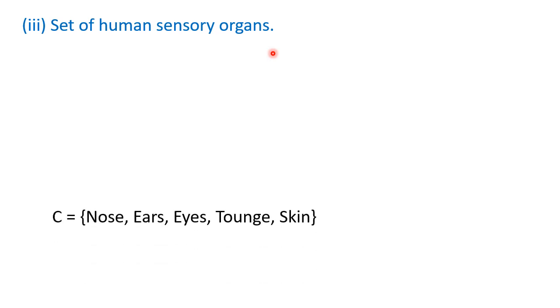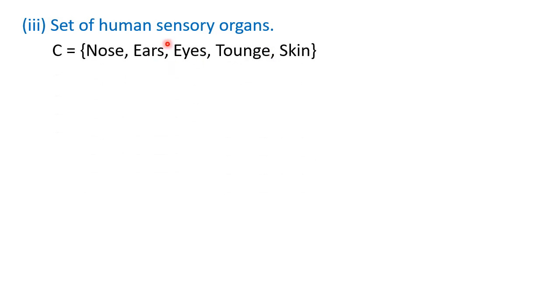Okay, so I am displaying the answer. All of you know, you have studied this. I think from first standard you are studying, or I can say that in pre-primary also you have studied that we have 5 sensory organs, and they are what? Nose, ears, eyes, tongue and skin. So our set C contains these 5 elements. Okay.